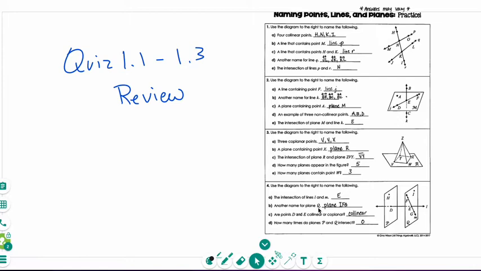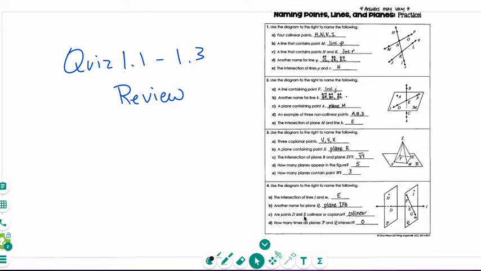Another name for plane Q would be 3 non-collinear points. So we would have I, F, and G. F and G are on the same line, but I is not. So they are 3 non-collinear points.